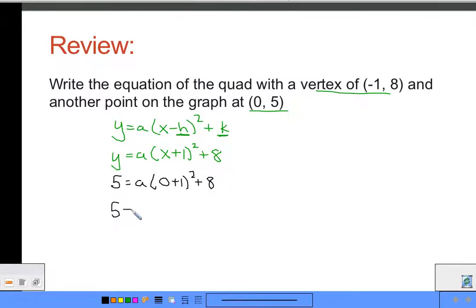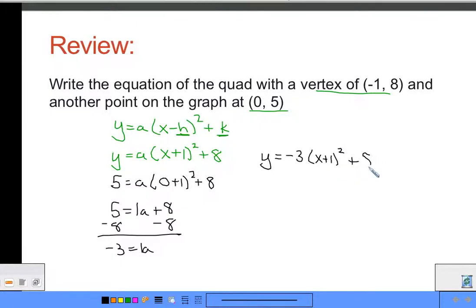So we have 5 equals 1a plus 8, subtract 8. So we have negative 3 equals 1a. So there's our a value. So our final equation is y equals negative 3(x plus 1) squared plus 8. So this is our vertex form. If we needed to write it out to standard form, we would simply take this and we would expand it.